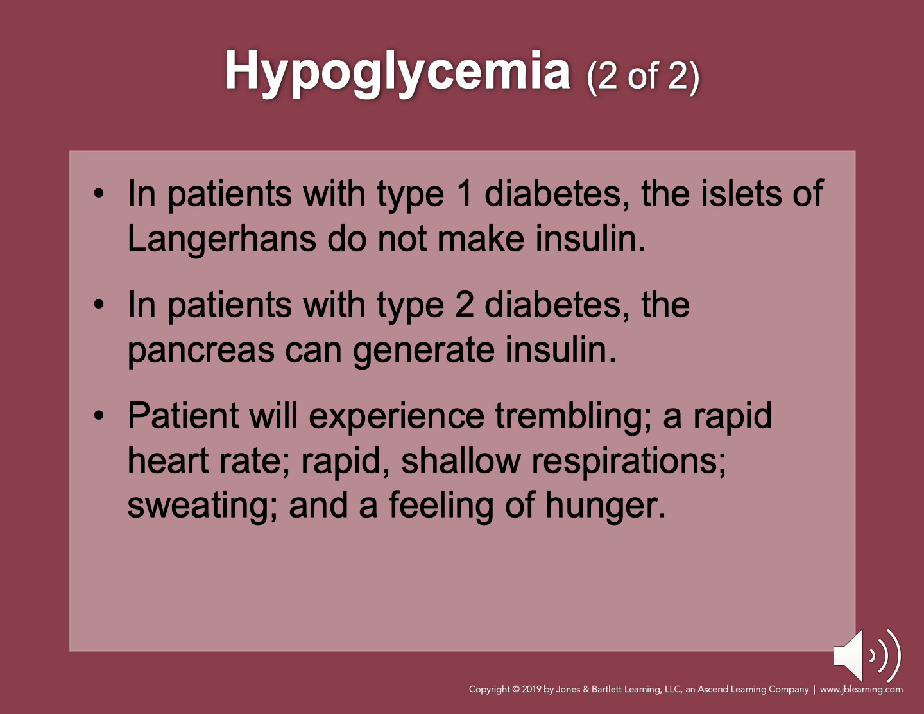In patients with type 1 diabetes, the pancreas does not make insulin. In patients with type 2 diabetes, the pancreas can generate insulin. So these patients can suppress insulin production from within their own bodies. The lack of glucagon response makes the body more dependent on epinephrine to overcome the effects of hypoglycemia. These patients usually experience trembling, a rapid heart rate, rapid shallow respiration, sweat, and a feeling of hunger.